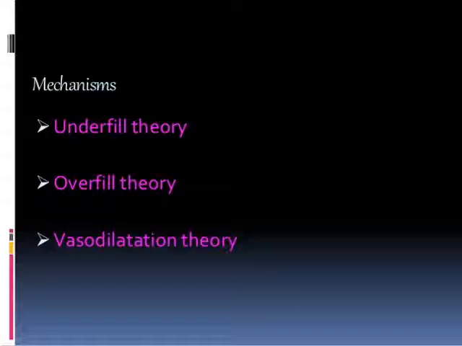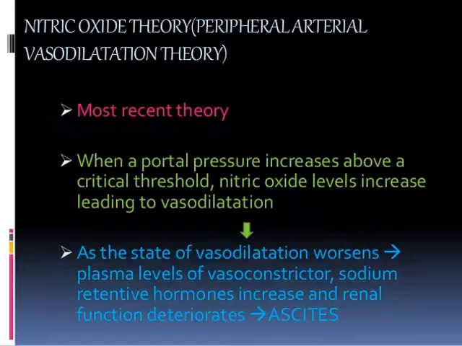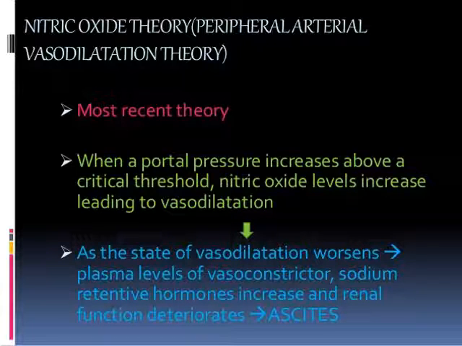Mechanisms of ascites: there is the underfill theory, the overfill theory, and the vasodilatation theory. The most recent theory is the nitric oxide theory, peripheral arterial vasodilatation. When portal pressure increases above a critical threshold, nitric oxide level increases, leading to vasodilation. As the state of vasodilation worsens, plasma levels of vasoconstrictor and sodium-retaining hormones increase, and renal function deteriorates with the development of ascites.